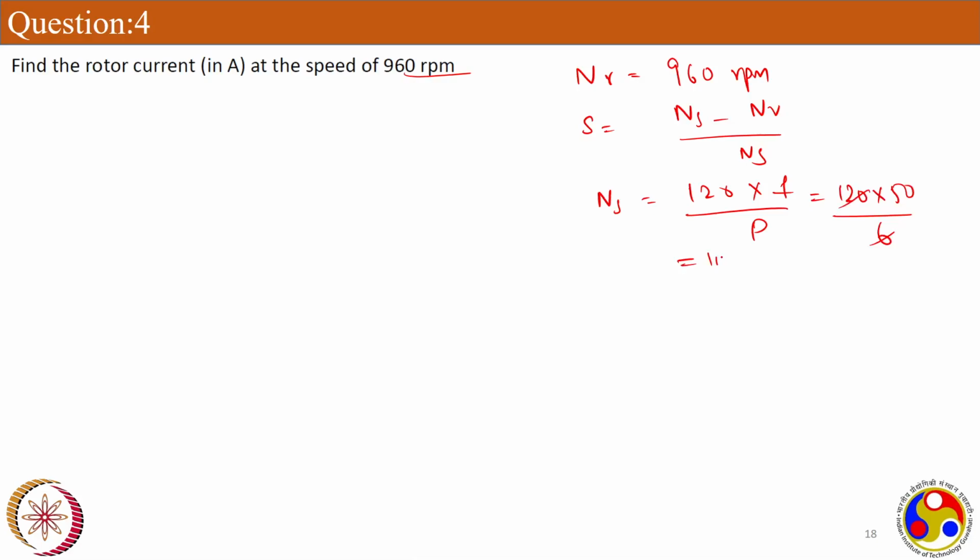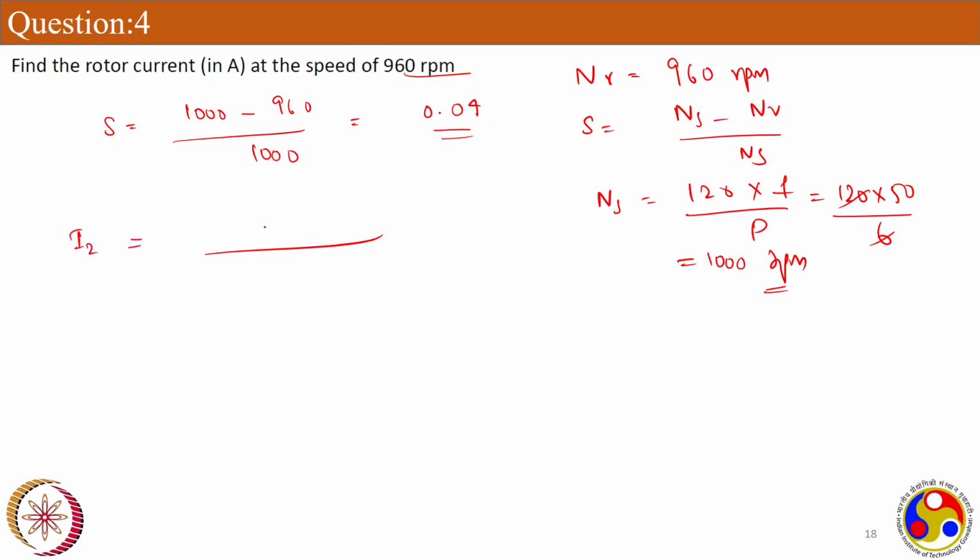So now to calculate the rotor current, we know the formula. Let's calculate the slip first. S is equal to 1000 minus 960 divided by 1000. So it's 40 divided by 1000. This is equal to 0.04 slip. It's 4% slip.